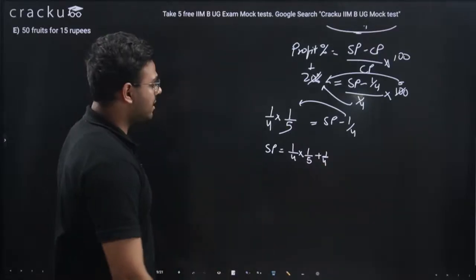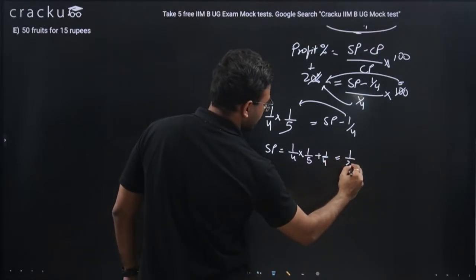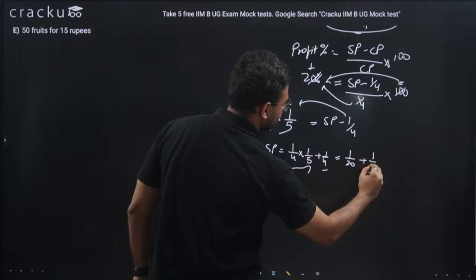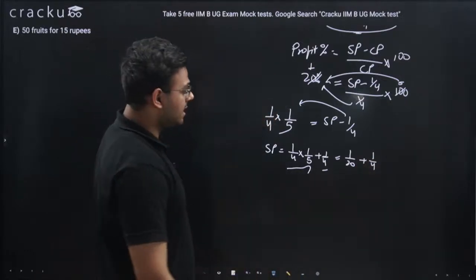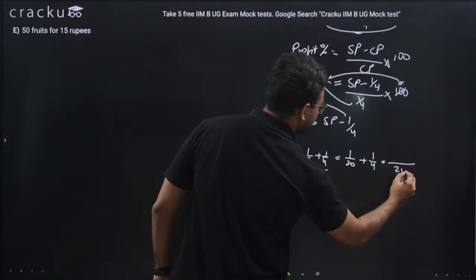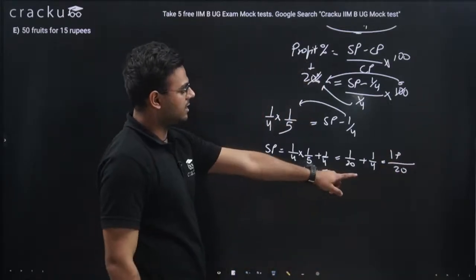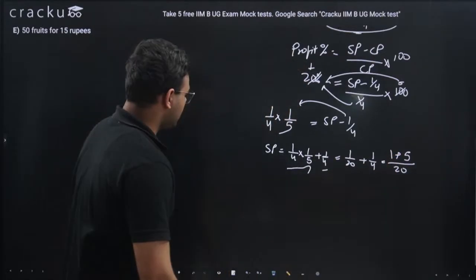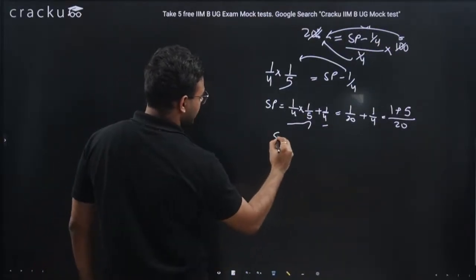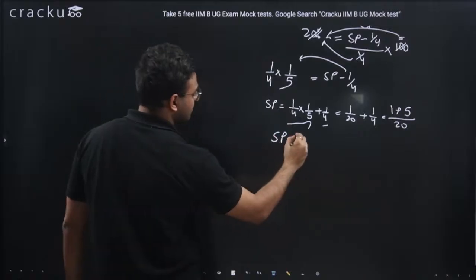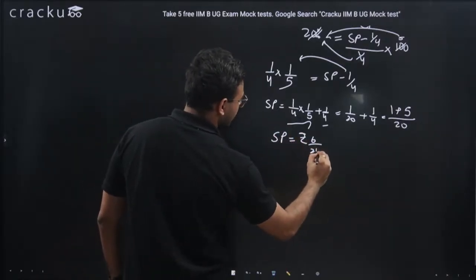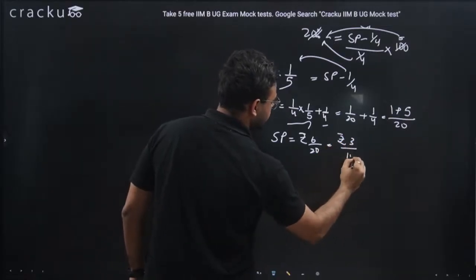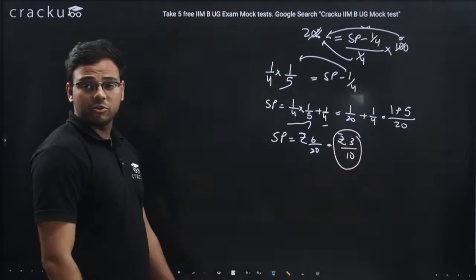So 1 by 4 into 1 by 5 is 1 by 20. So 1 by 20 plus 1 by 4. We'll take the LCM as 20 here. 1 by 20 plus 1 by 4 will be 1 plus 5 by 20. So I can say the selling price of the item is rupees 6 by 20. So this will become rupees 3 by 10.